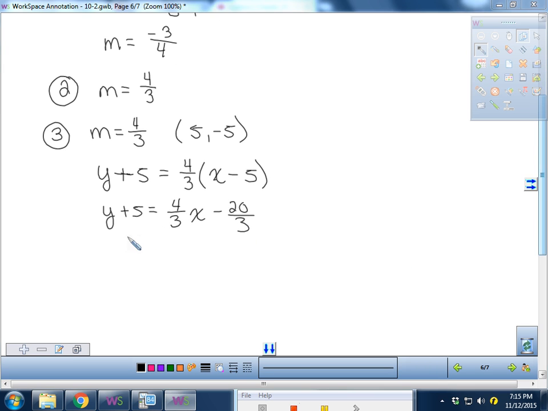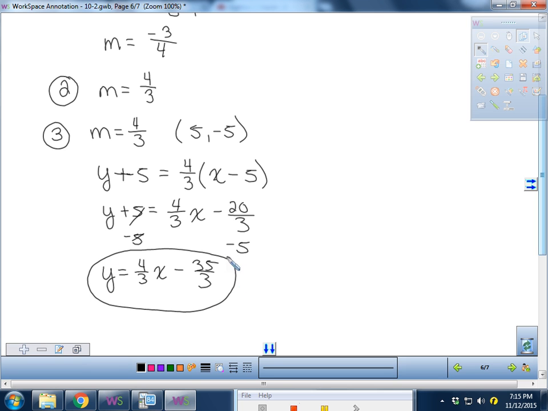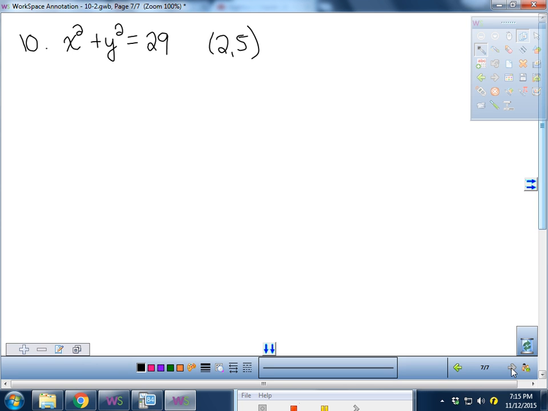And last but not least, I subtract the 5. That will go with this. So I get y equals 4 over 3x minus 35 over 3. And that is the equation of the line that is tangent to my circle at the point 5, negative 5. So let's do one more example.